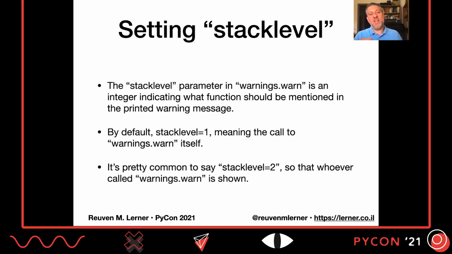Well, when we call warnings.warn, we can actually pass a stack level. That stack level is an integer indicating what function should be reported. So how many stack frames back should we go to pull out information about the function and print it? By default, stacklevel equals 1, meaning the call to warnings.warn itself, so you're going to see on what line warnings.warn was called. But it's pretty common to say stacklevel equals 2, so you're going to see who called the thing that generated the warning.